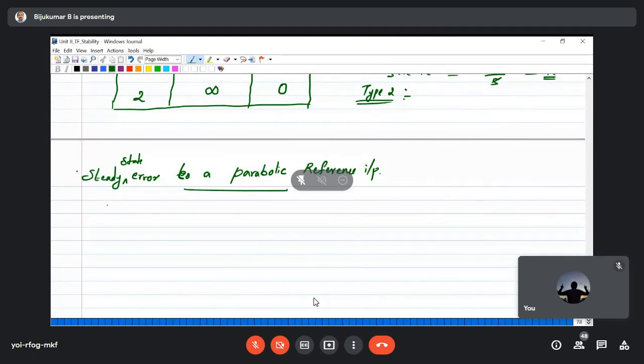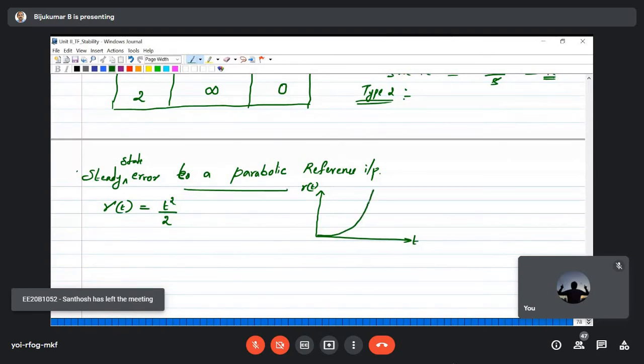Okay, so what is parabolic input? It is t square by 2. So this is the nature of the waveform, t square by 2. So if you plot the waveform of parabolic input with respect to t, it will be a parabola like this. So as like ramp input, you can observe that this parabolic reference input is also an unbounded input, right? When t tends to infinity, it will go to the infinite value.